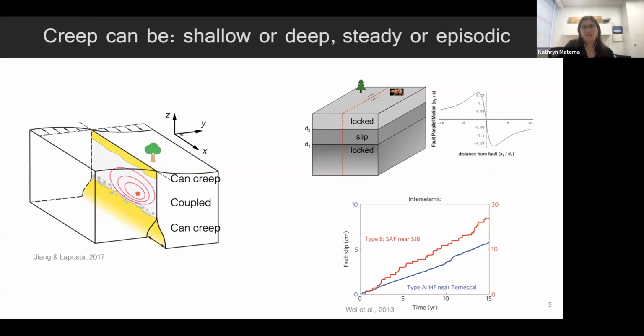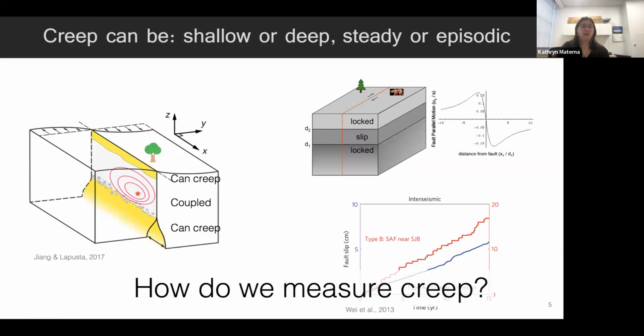creep can be steady. Initially we think of creep as a steady process, and some faults do participate in steady creep, but other faults display episodic creep. So contrary to my initial picture, creep can be shallow or deep or intermediate, and creep can be steady or episodic. And so in this talk, I'm going to be investigating a fault or two faults that have episodic creep at intermediate depths.